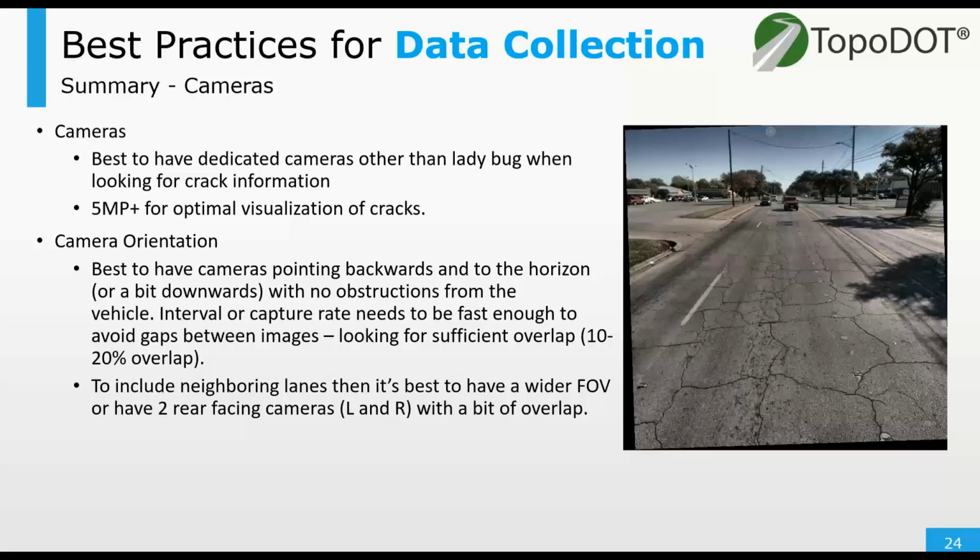We want to make sure that we capture these at the correct interval so that we have enough images to gather that lane line information. You can also do kind of like a backwards right and left situation. So if you're looking to get a bigger field of view, you can have 2 cameras with a little bit of overlap to help with that. So we're going to be interacting with the images when it comes to the user identified distresses.